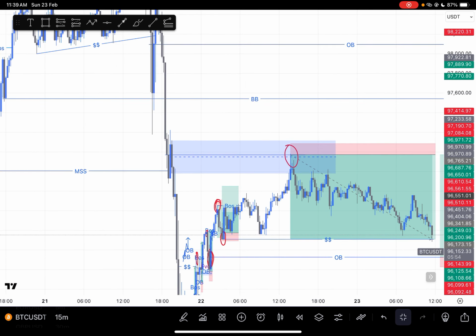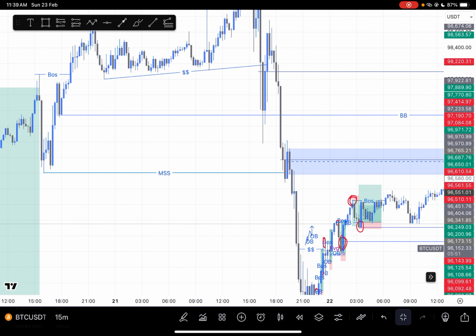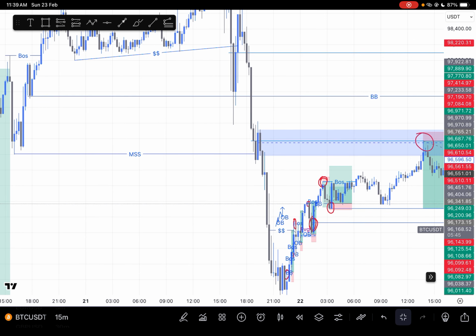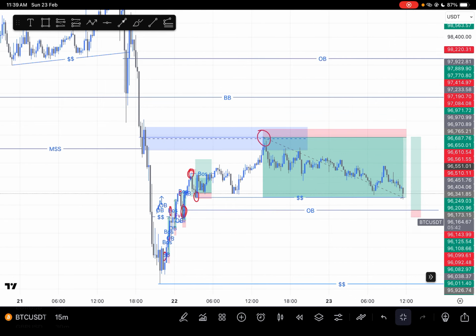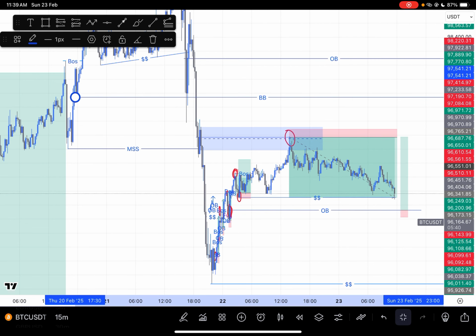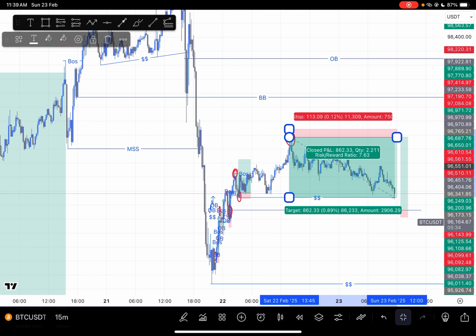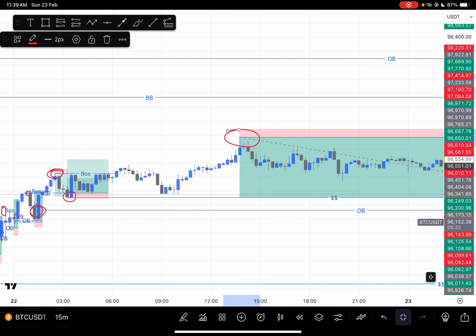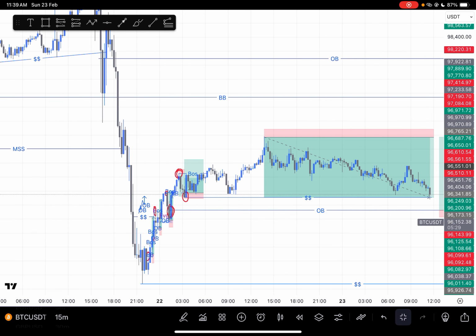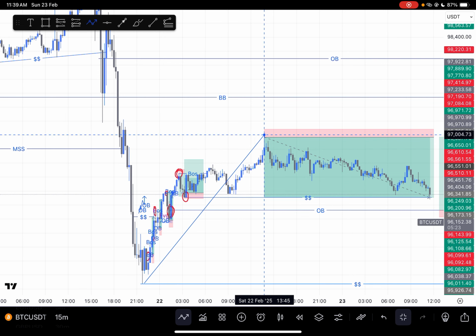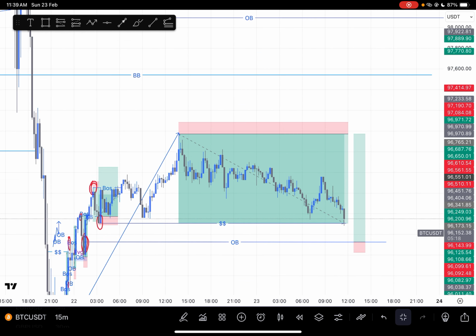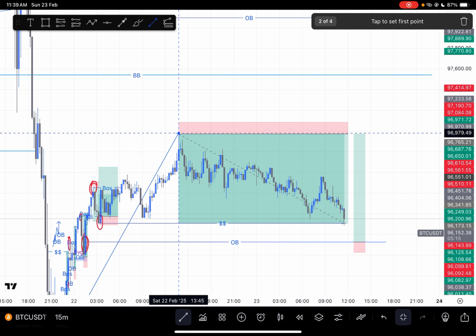So you see from this point here, this has automatically turned into a market structure shift. So this is the first pullback after the market structure shift. This is the first pullback after the market structure shift. So you can use this as your inducement or your liquidity.